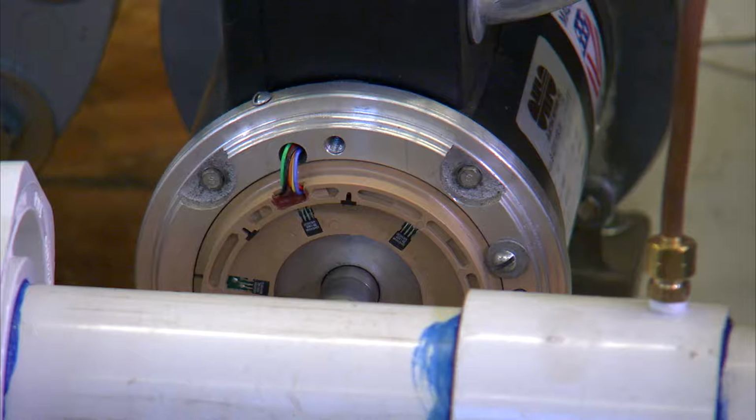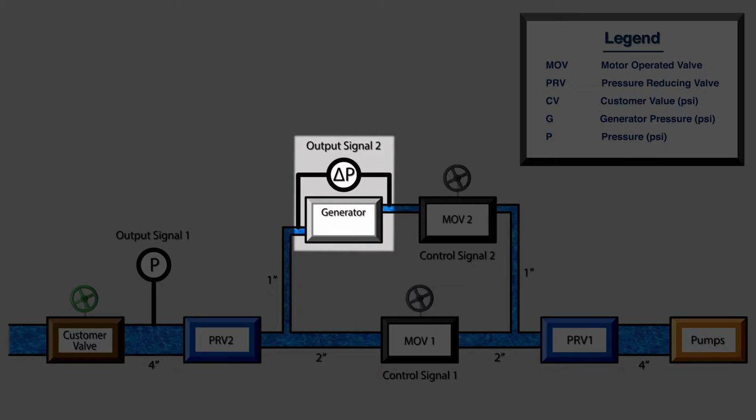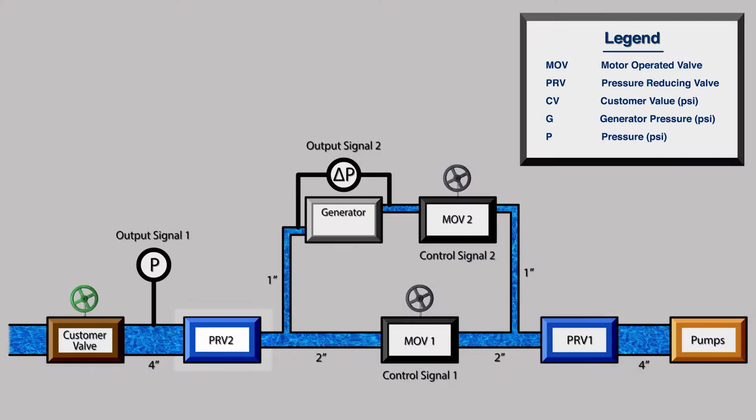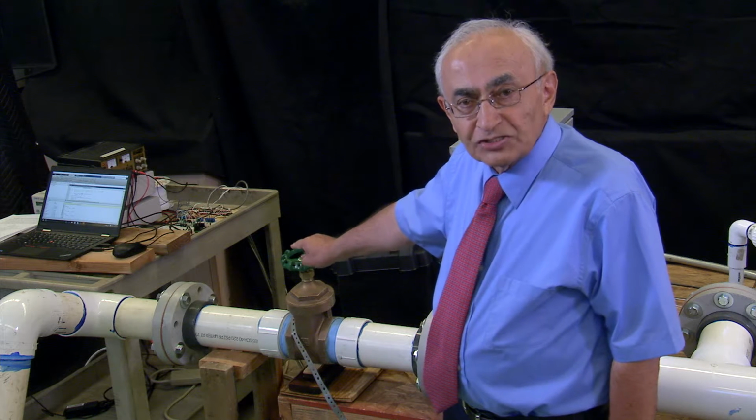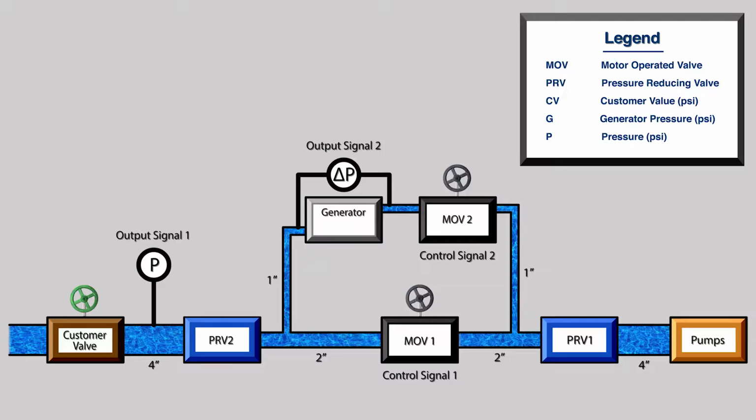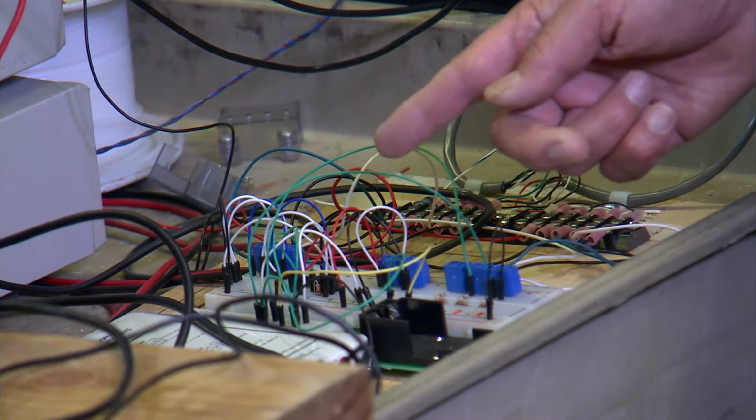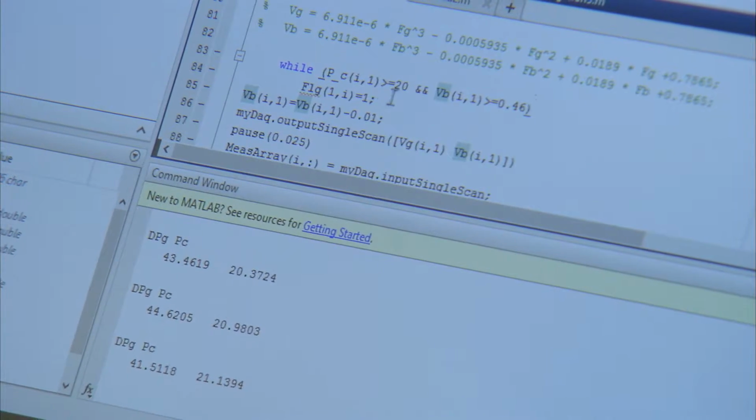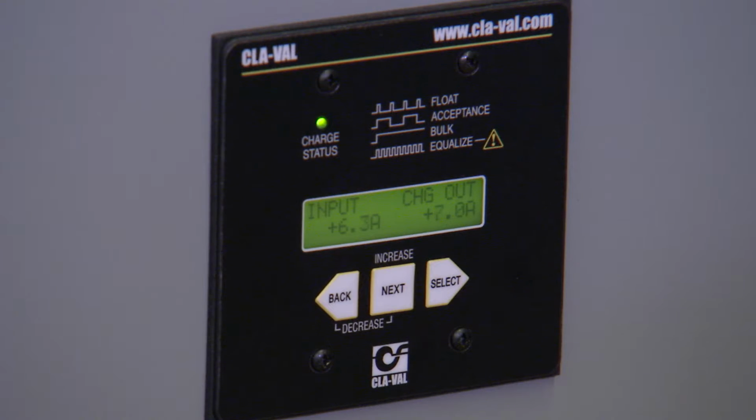This is our generator, which produces AC power which is converted into DC power using our converter box. This is pressure-reducing valve 2 for simulating the pressure on the customer side. We adjust the flow for the customer through this valve. We have a data acquisition module in here for our computer. The computer has an algorithm in it which will control the operation of our system.